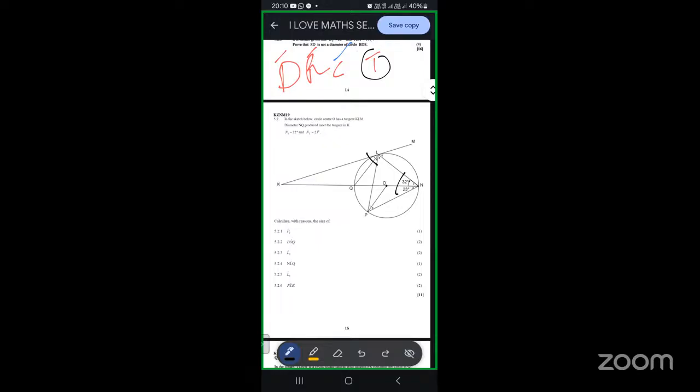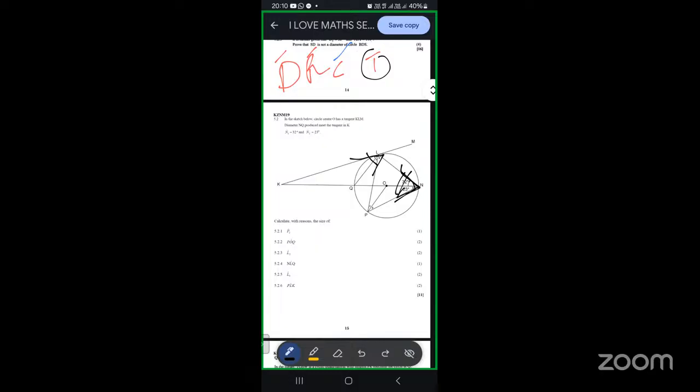Do you guys agree to this statement of mine that this angle here, angle KLP, is equal to angle LNP? Those angles are equal. Do you agree or disagree with that statement? Yes, sir. What's the reason behind the statement, maybe?